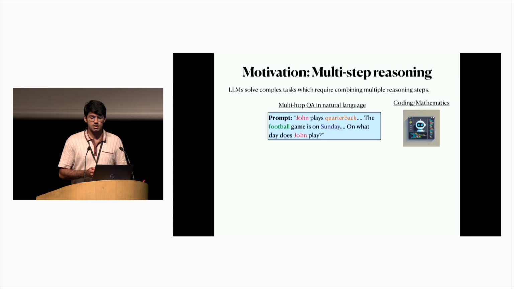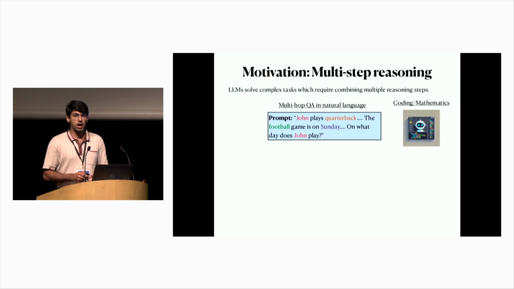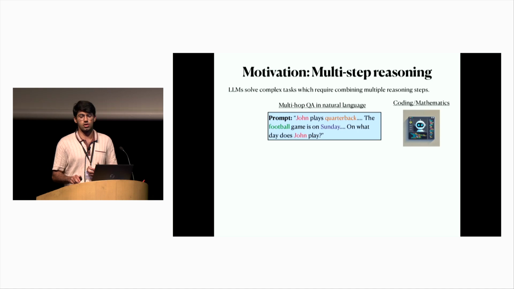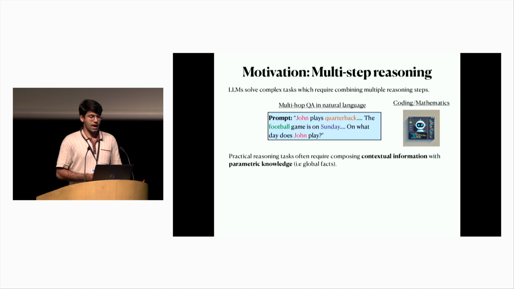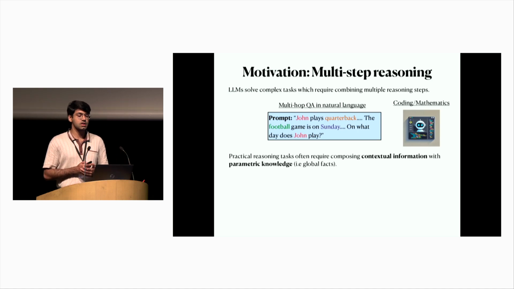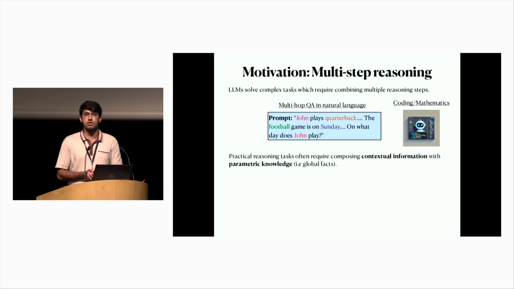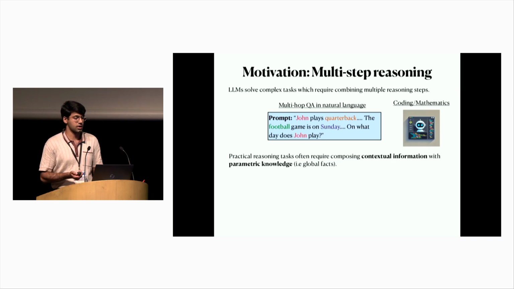In other settings, such as coding or mathematics, a model needs to combine multiple intermediate steps in order to prove a result or write proper code. So these sort of practical reasoning tasks often require combining contextual information, i.e. information provided by the user in the prompt, with parametric knowledge, i.e. global facts that are not provided by the user and must be learned during pre-training.